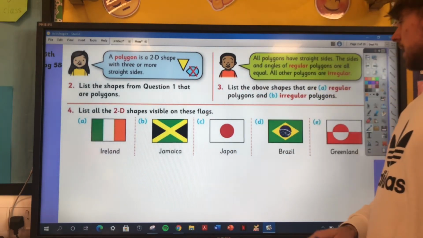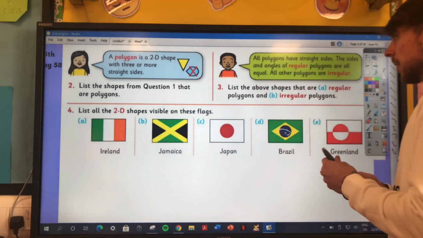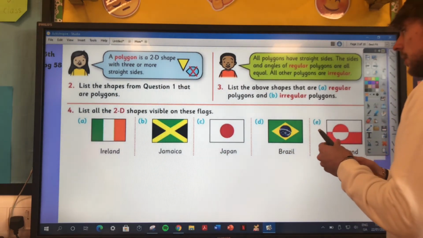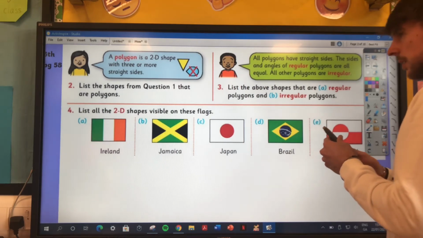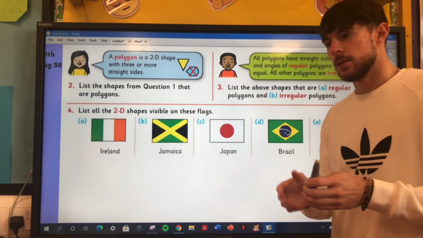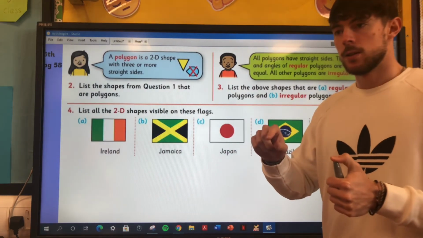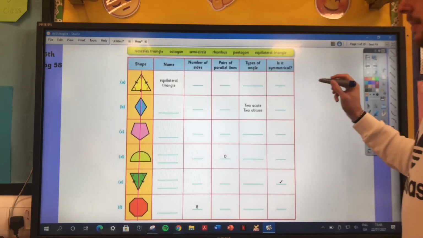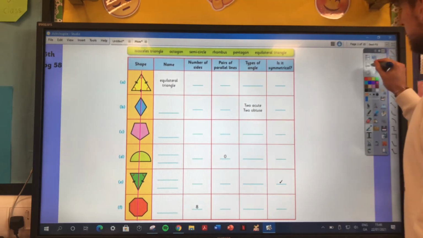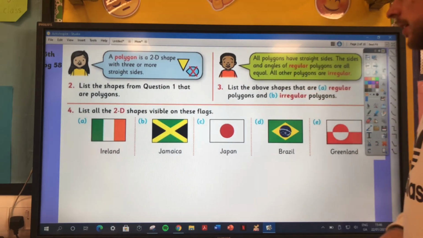And list the above shapes that are regular polygons and irregular polygons, okay? All polygons have straight sides. The sides and angles of regular polygons are all equal. All other polygons are irregular. So angles all have to be the same, and sides all have to be the same. What ones have exactly the same angles and same sides, and what ones don't? Okay, so name them. A, regular, and B, irregular. All other polygons are irregular.